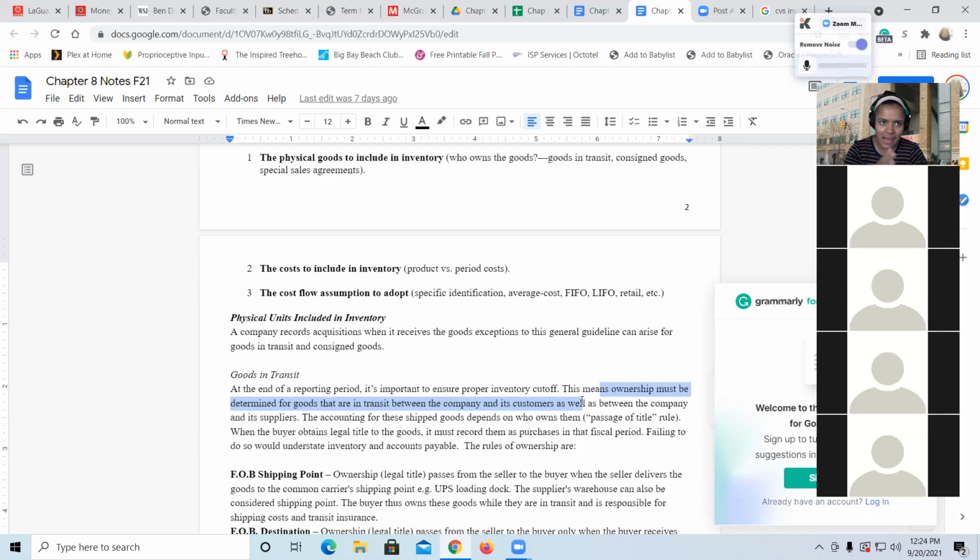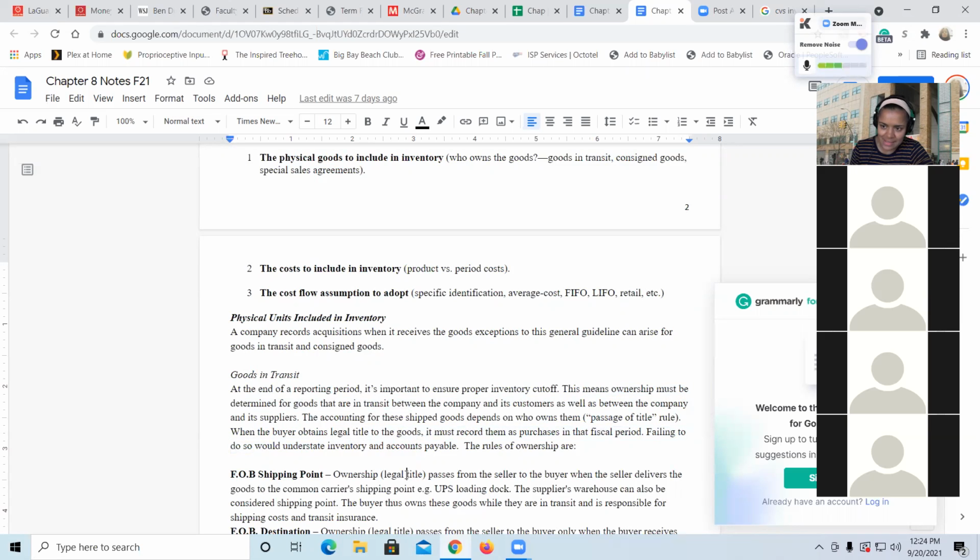So when we're selling stuff, it either still belongs to us or it already belongs to the customer when it's in transit. When we're buying stuff, it either belongs to us or it still belongs to the supplier. But all of this is determined by when legal title to the goods passes. Fancy way of saying ownership rules, right? What is the rule to tell us when ownership passes from one party to the other?